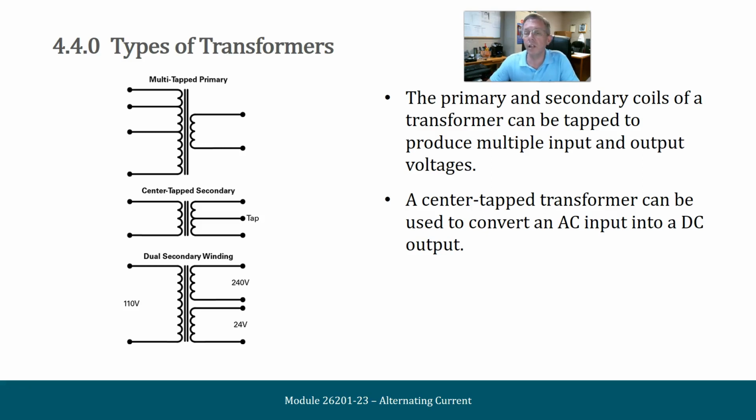The primary and secondary coils of a transformer can be tapped to produce multiple input and output voltages. A center tap transformer can be used to convert AC input into a DC output.